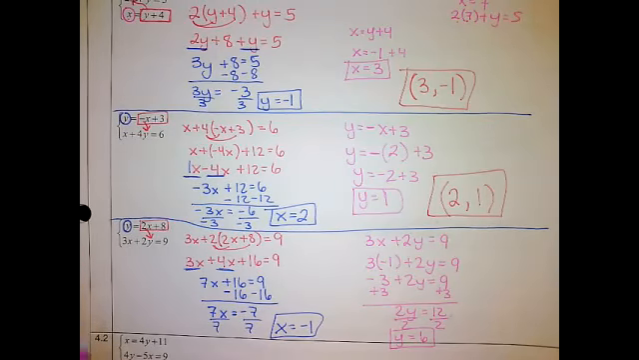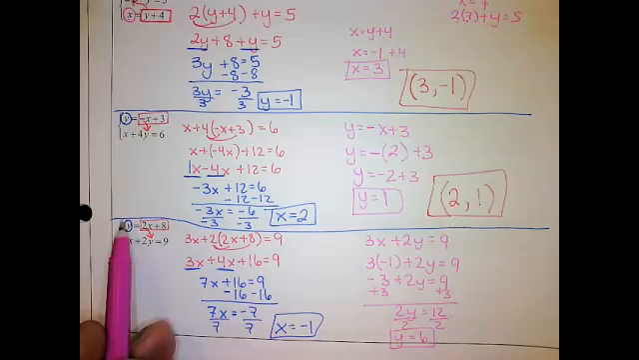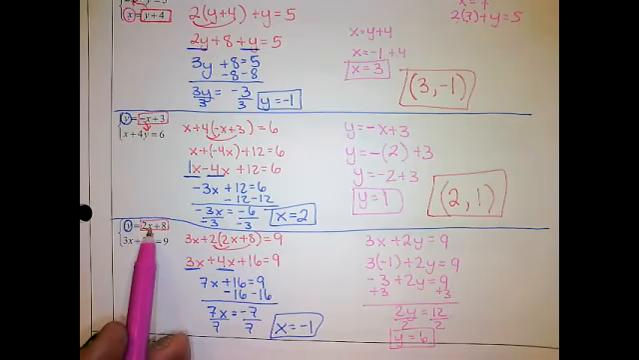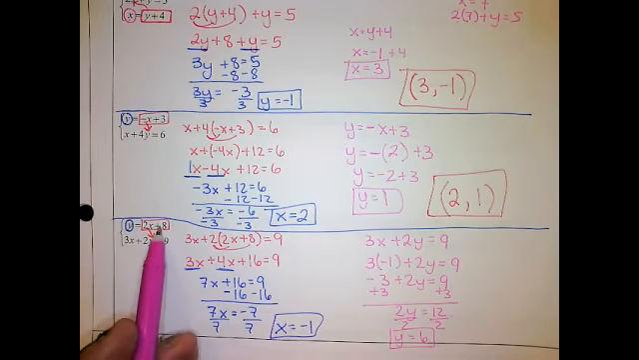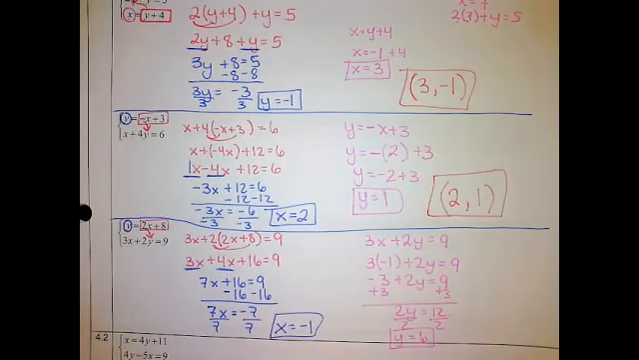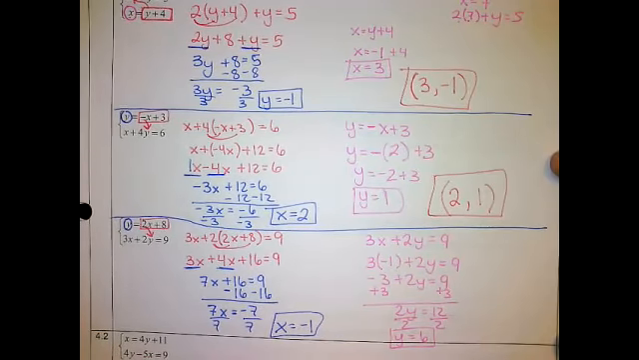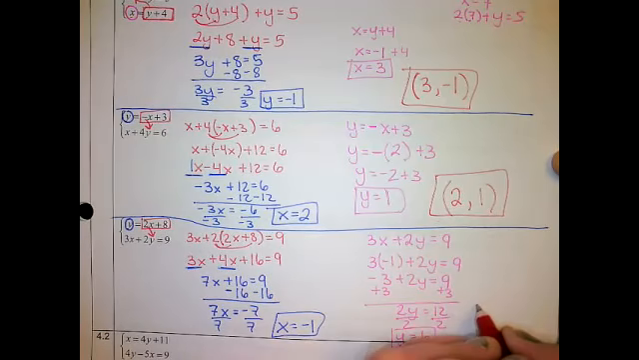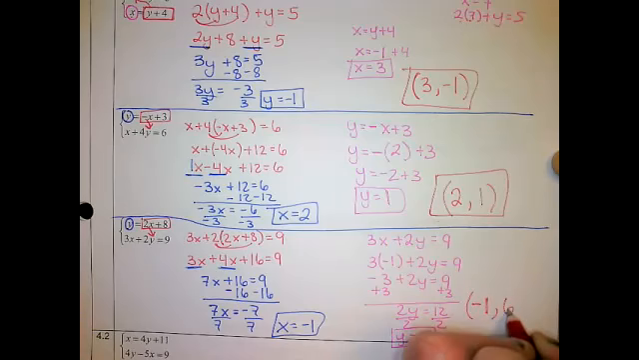So that's the reason I almost always plug it into the original one, because this one, 2 times negative 1 is negative 2, plus 8 is 6. It just usually is a whole lot quicker. Okay. But I'm not done yet. I have to write this as a coordinate where my x goes first and my y is second.